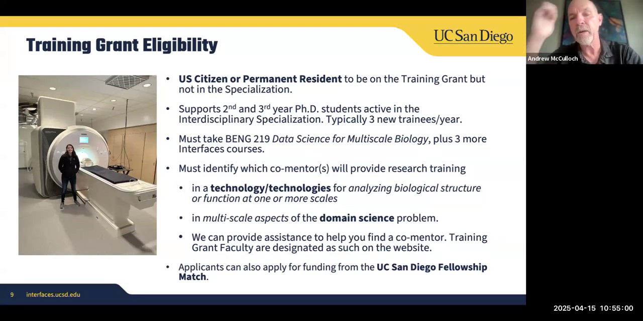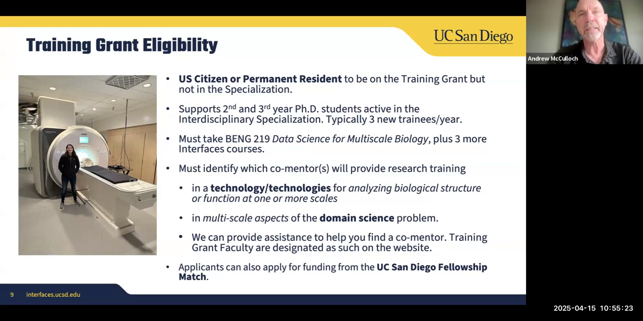Occasionally, we can make it work when only one is, but when you go to our website and you look at the names of the training faculty, you can filter by those who are actually named on the training grant. And so if you want to apply for the training grant and you want to increase your chances of being supported on the training grant, try to find 2 co-mentors who are both named on that training grant.